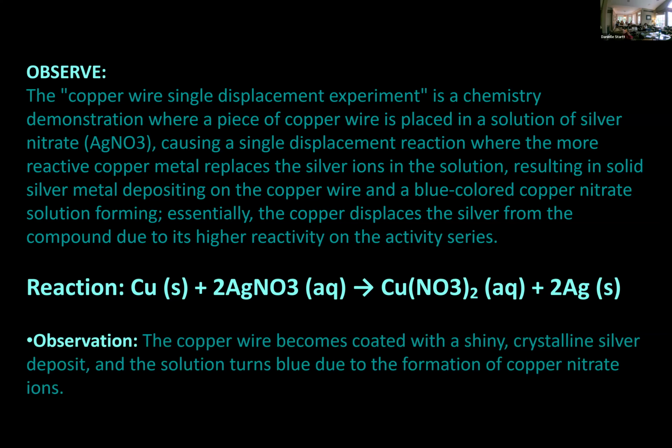So the copper wire is going to become coated with a shiny crystalline silver deposit. It kind of looks a little black at first, but you'll see it turn more white with time. And the solution's going to turn blue because it's going to form copper nitrate. All right, so it's coming around. And you can see the copper wire that's not in solution, the stuff that's at the top of the test tube. You can compare that to what's going on in the solution.